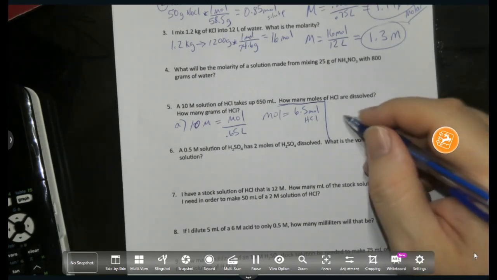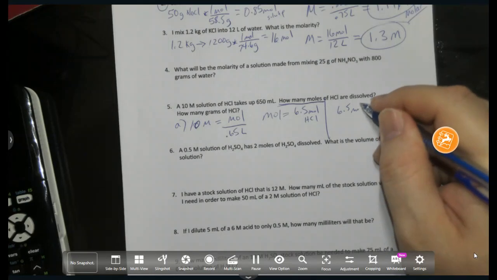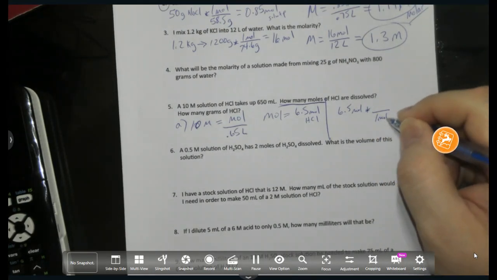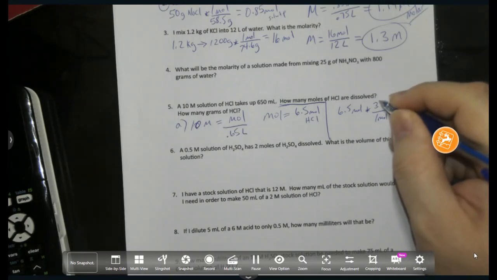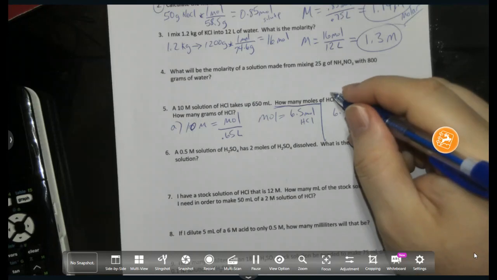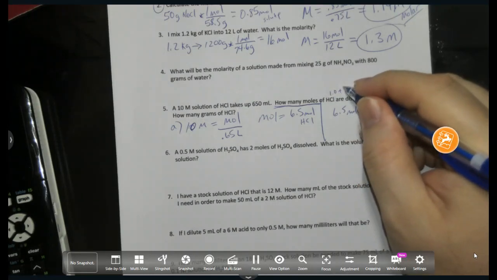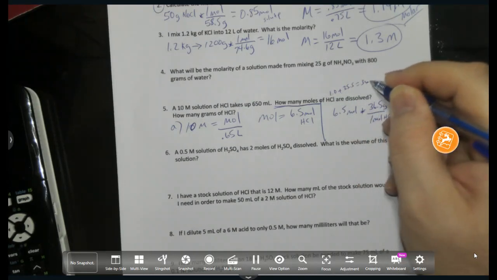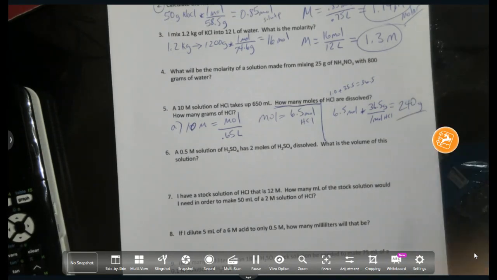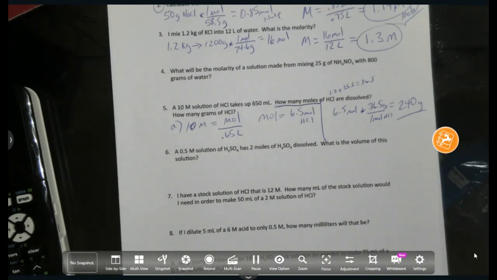All right, it did ask for grams, so just for completion's sake, let's go ahead and convert those moles into grams. So 1 mole of HCl is 36.5 grams. That comes from 1 plus 35.5. All right, I got 240 grams. Definitely can stop and check the math if you want to.